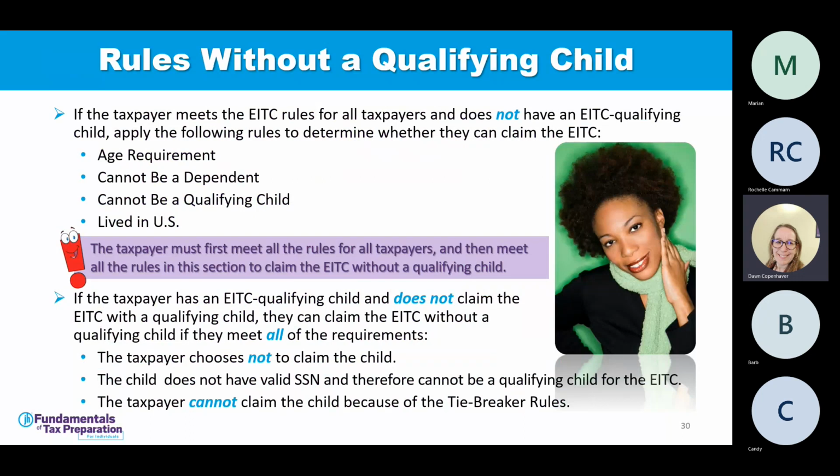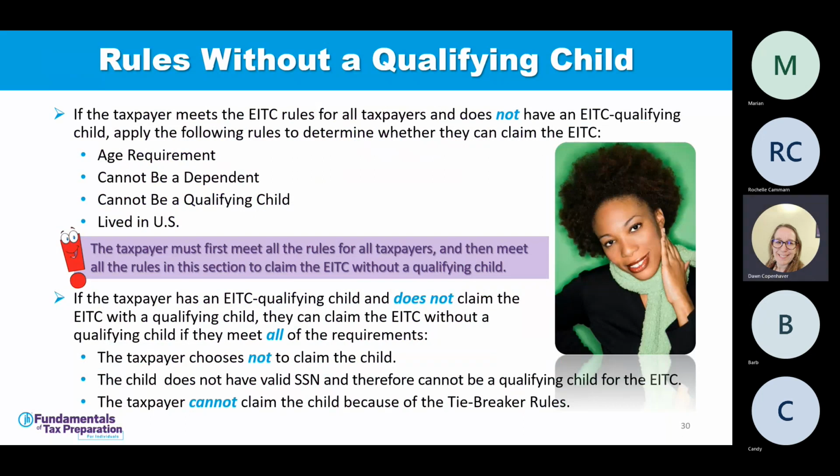Okay, so the rules for individuals without a qualifying child. If they meet the rules for all taxpayers, but they don't have a child, then the income and age restrictions really come into play. Again, there's the age requirement. They have to be over age 25 and under age 65. They cannot be a dependent of another taxpayer. They cannot be a qualifying child, and they have to live in the U.S.